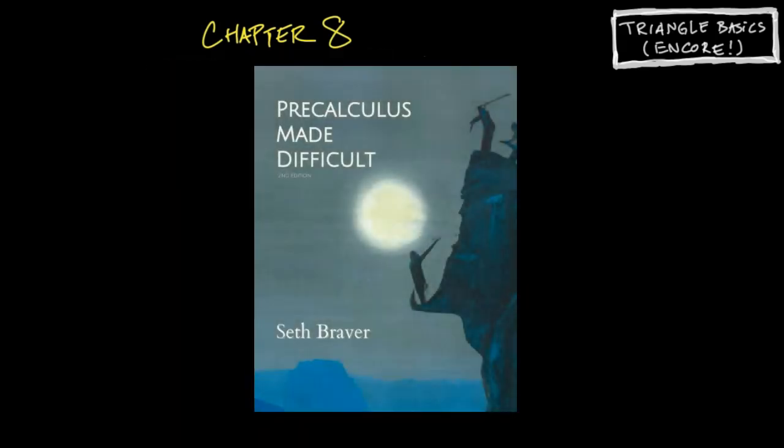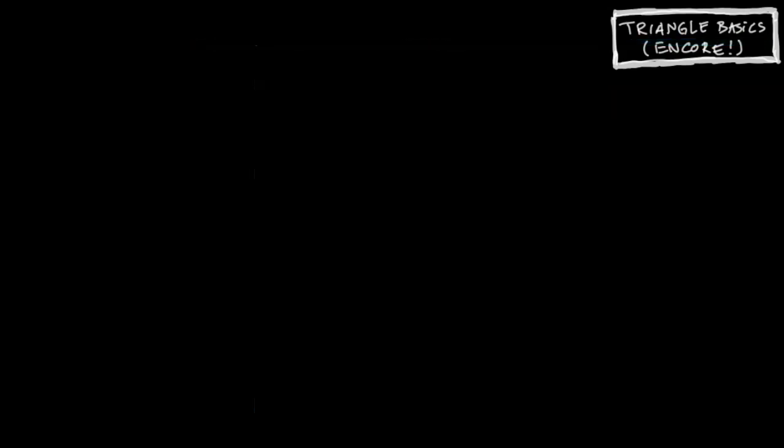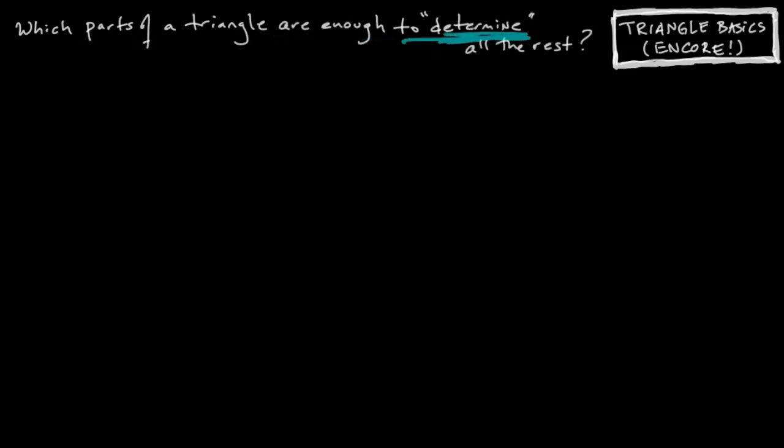Welcome back. In this second video, we will finish off the core material from Chapter 8 of Pre-Calculus Made Difficult, which is entitled Triangle Basics. And today we will begin with the question, which parts of a triangle are enough to determine all the rest? To make full sense of this question, we need to unpack a few terms here, namely parts and determine.